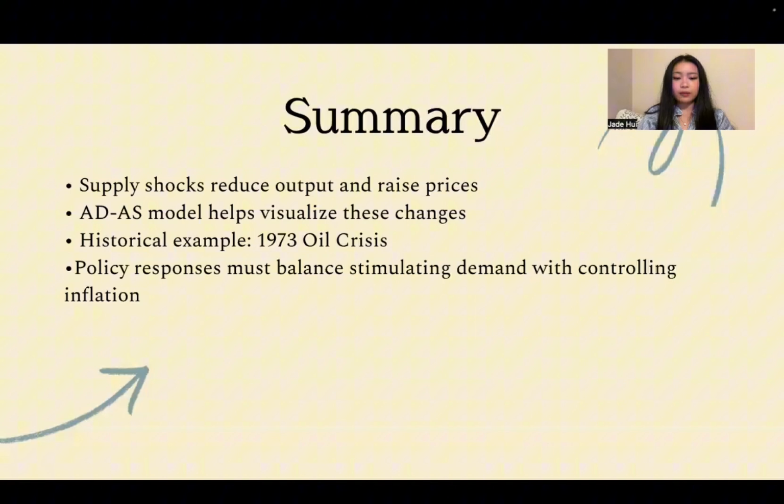In summary, a leftward shift in short-run aggregate supply, often due to increases in production costs, reduces output and pushes prices up, leading to recession. The aggregate supply and demand model clearly shows how these dynamics unfold. The 1973 oil crisis is a prime example, and while monetary and fiscal policies can help, they must be used with caution to avoid worsening inflation.